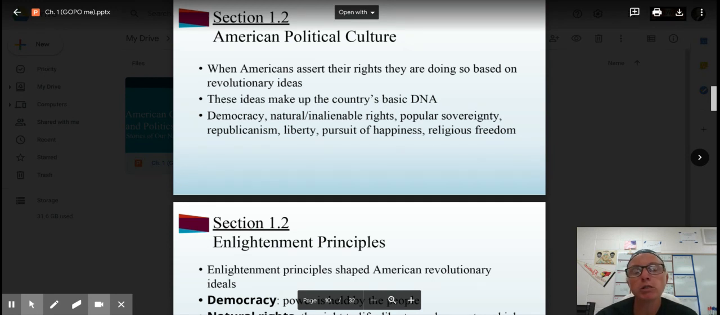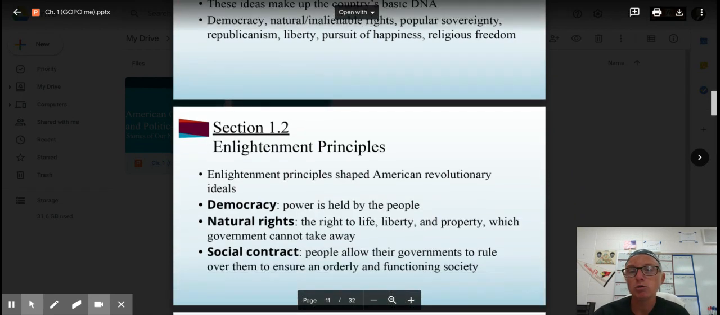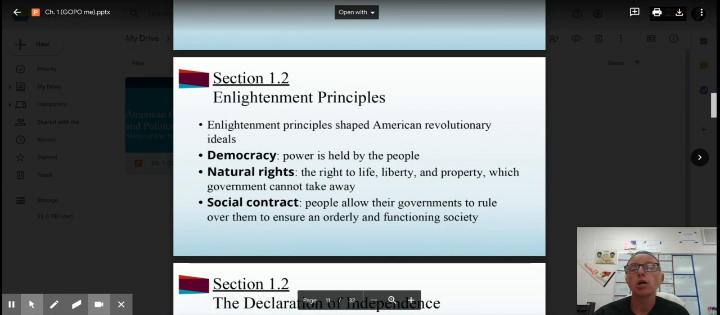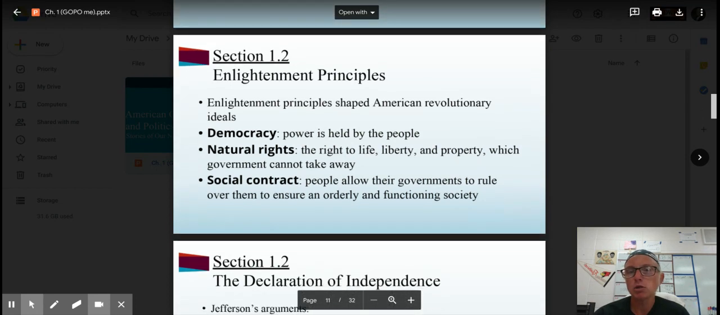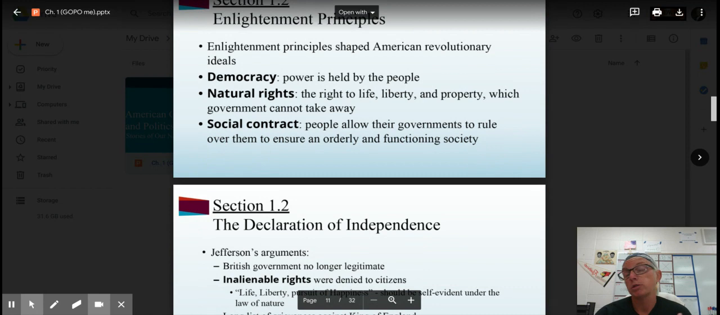And the principles he was talking about are these ones listed right here that I'm going to talk about today, that are our political culture: democracy, our natural rights, popular sovereignty, republicanism, liberty, the pursuit of happiness, and religious freedom. So here are these principles that have come from the Enlightenment, that have come from our founding fathers, and have still stuck with us today. So what are these words? I'm sure you've heard of some of them before, and I'm sure that maybe some of them you haven't, so I'm going to just explain them to you today.